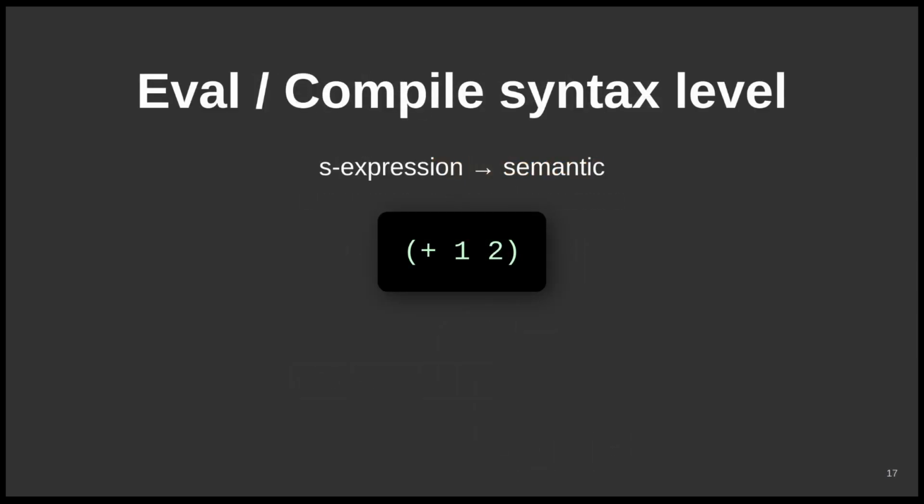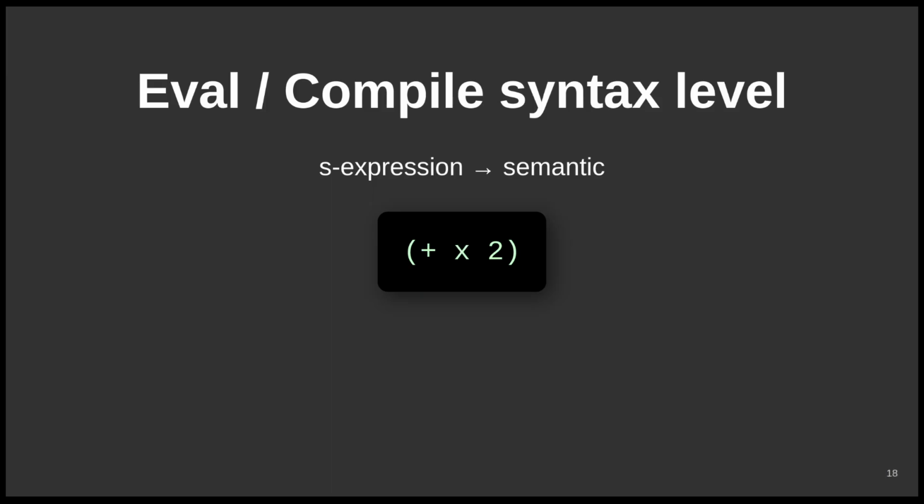Lisp also has another set of language rules, the eval/compile syntax level. In this syntax level, the rules are about how to see an S-expression at a semantic level, when either evaluating or compiling to machine code. In this example, we see a list with three elements, the symbol plus, the number 1, and the number 2. The eval/compile syntax level rules say that, in this case, the symbol plus is the name of a function to call, and the numbers 1 and 2 are the arguments to pass. Therefore, the evaluation of this S-expression will return the value 3.